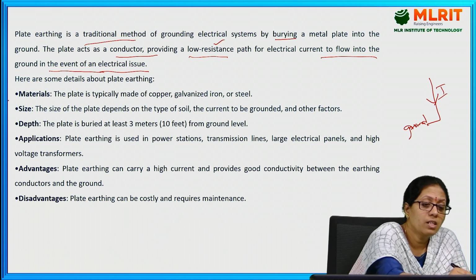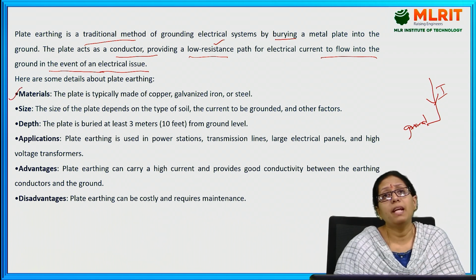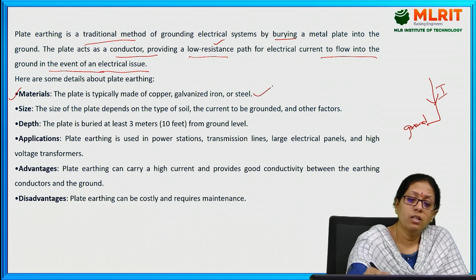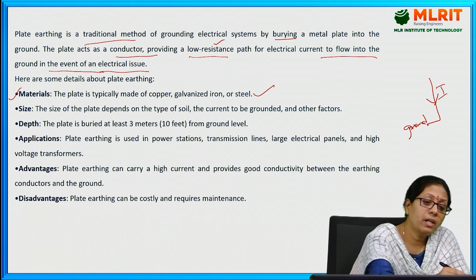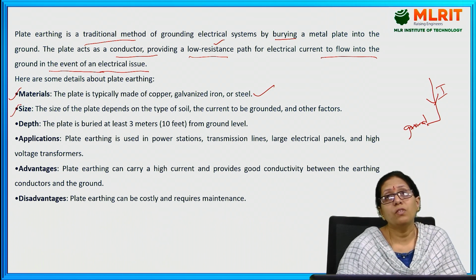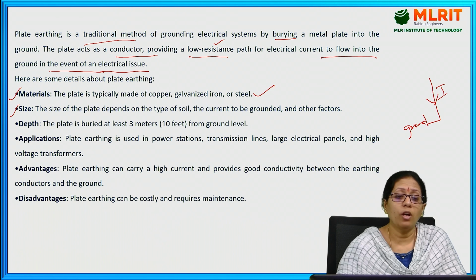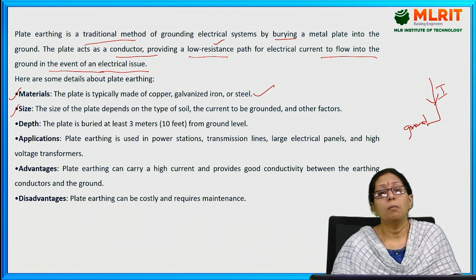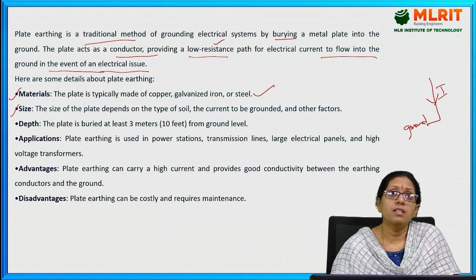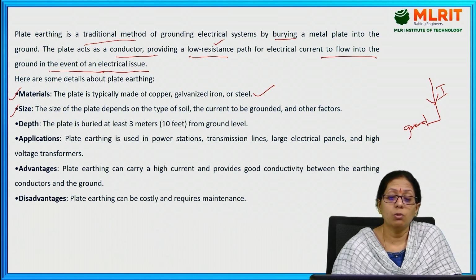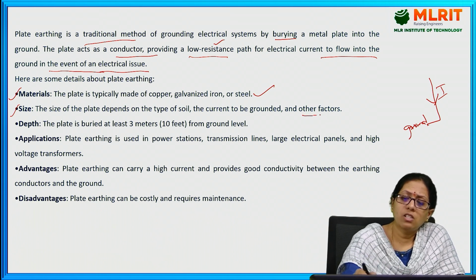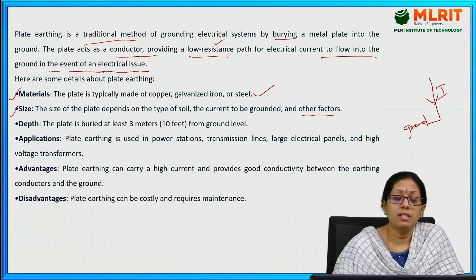The first one is materials. The plate is typically made up of copper or galvanized steel or galvanized iron. The second one is size. The size of the plate depends upon the type of the soil. So, as I said, first we should measure the soil resistance, which type of soil it is, and based on the resistance we need to decide the size of the plate that is to be grounded. And other factors are also there. A few of the other factors, I'll be discussing.